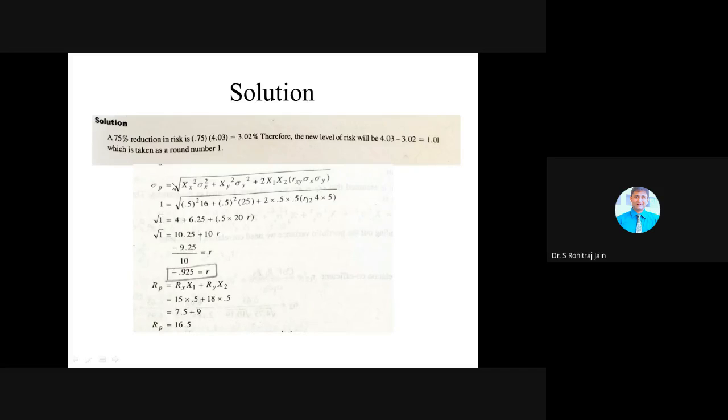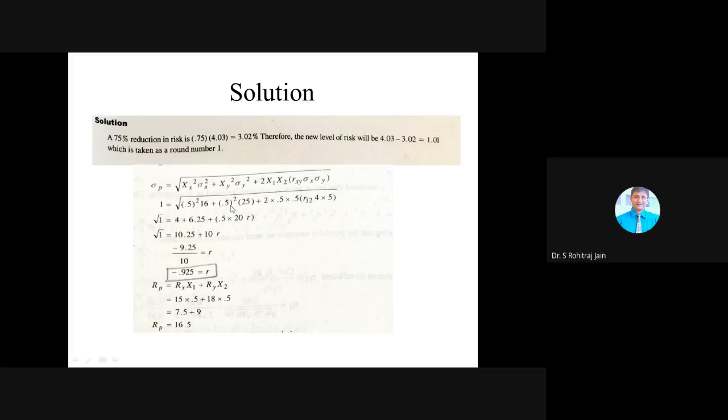Now students, what I have to do is remove this square root. So I do squaring on both sides. This is called the left hand side, and this is called the right hand side. In this equation, 1 is equal to the square root of the expression, so the square of 1 is 1 itself. Now I request all of you to solve this. 0.5 square multiplied by 16 is equal to 4. I'm solving this now, students.